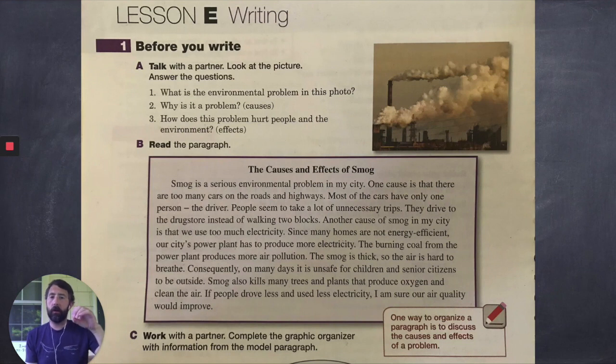And those clouds we call smog. We actually call, well, it's exhaust. It's not clouds like in the sky. It's exhaust from the factory. Well, let's look at question 1 to help us focus it. What is the environmental problem in this photo? And that would be air pollution.